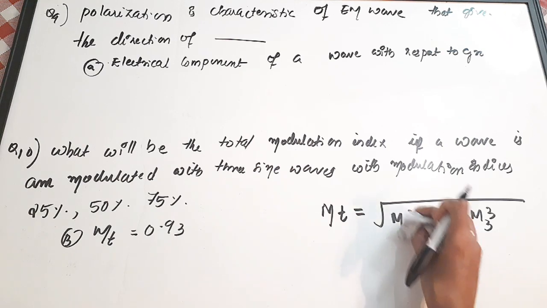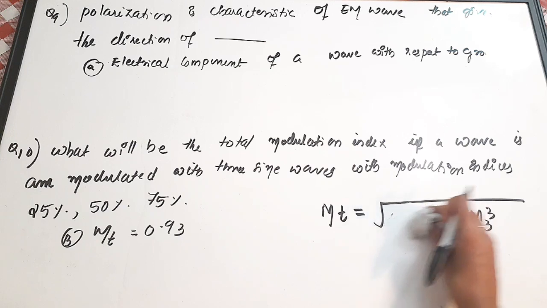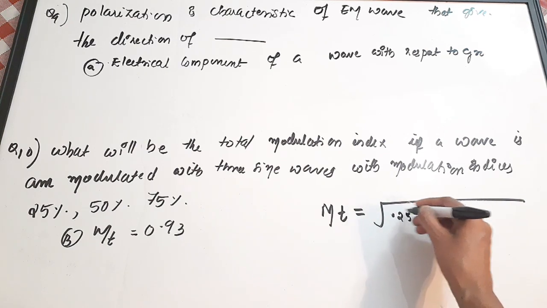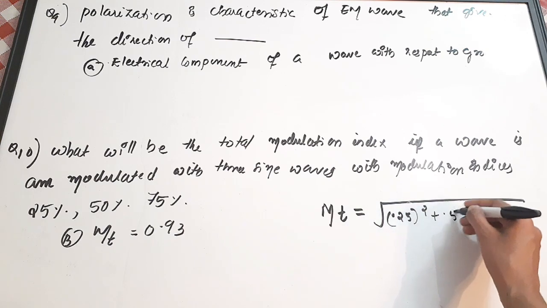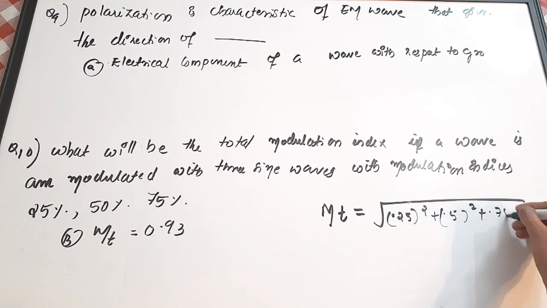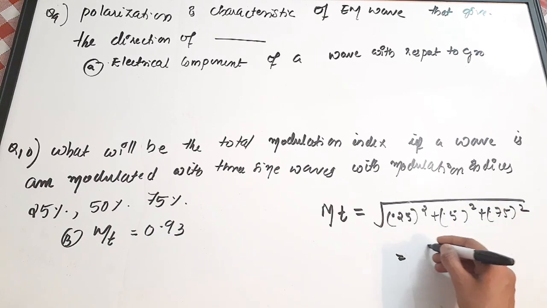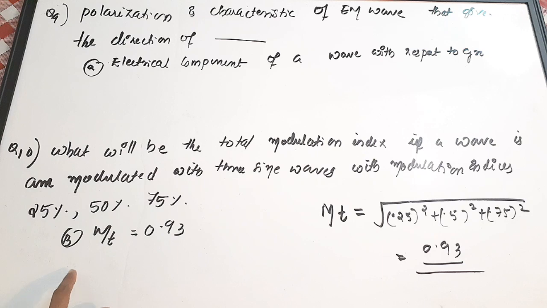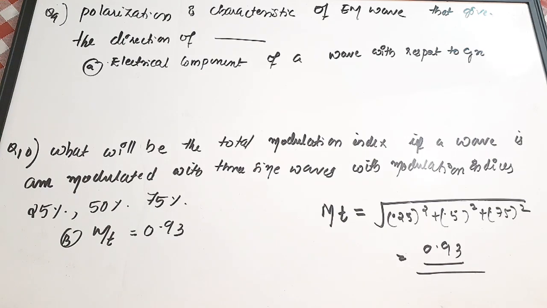Here m1 is 0.25, m2 is 0.5, and m3 is 0.75, so you have to substitute those values: 0.25 square plus 0.5 square plus 0.75 square. If you take the square root, it will be 0.93, the total modulation index. The correct answer is option B. So for question number 10, the correct answer is option B, where mt, the total modulation index, is 0.93.